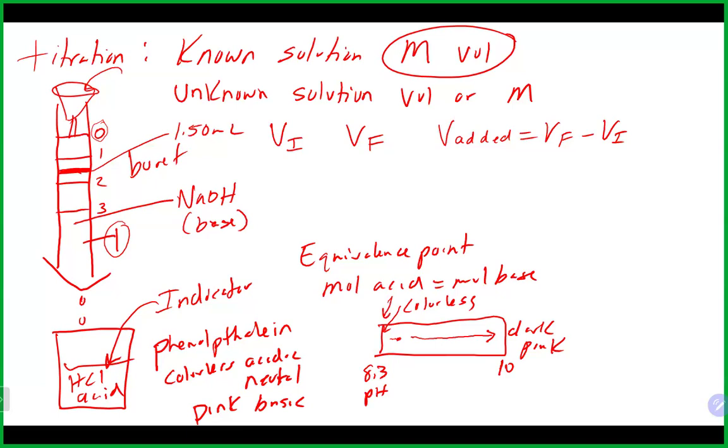And that's why you want the lightest shade of pink that you could get, because that should put you near the equivalence point. If you get a really dark shade of pink, you might have overjumped your equivalence point by a lot.